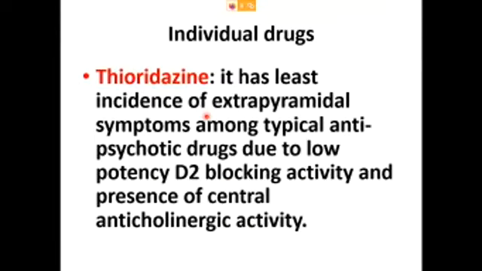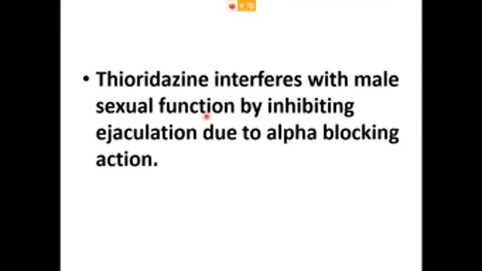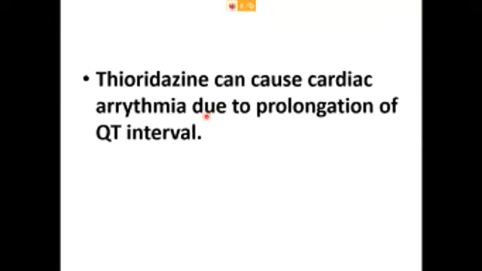And the main problem with thioridazine is retinal damage. On long term use, it can produce retinal damage. So it has the least incidence of extrapyramidal symptoms, and it has more potent anticholinergic activity. It has alpha blocking activity, so it can produce sexual dysfunction by inhibiting ejaculation. It can cause cardiac arrhythmia because of increase in QT interval, and long-term administration can cause retinal damage.